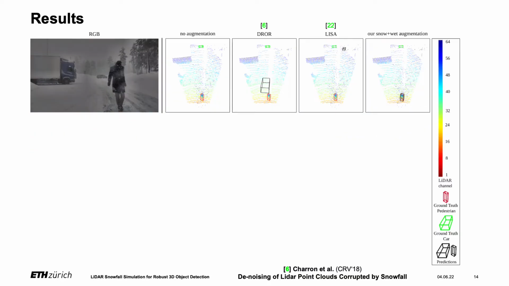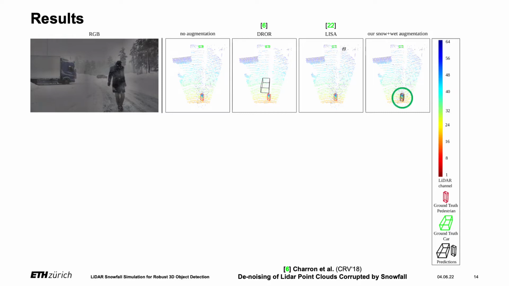Here we see some qualitative 3D object detection results of the Point Voxel RCNN architecture. From left to right, we see the camera reference frame, the network only trained on clear weather data, the point clouds pre-processed at test time with the DROR filter, the point clouds augmented at training time with the snowfall simulation in Lisa, and in the last column the point clouds augmented at training time with our own wet ground and snowfall simulation. Ground truth annotations are depicted in color, predictions by the network in black.